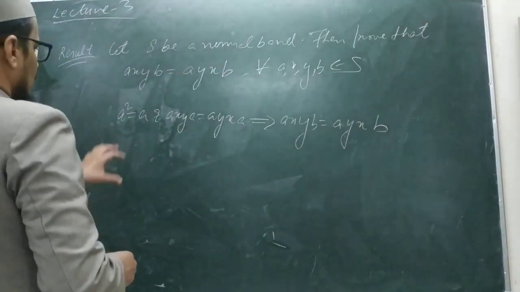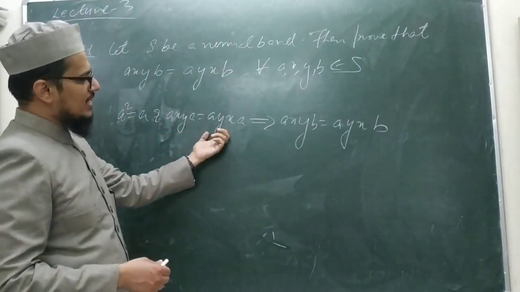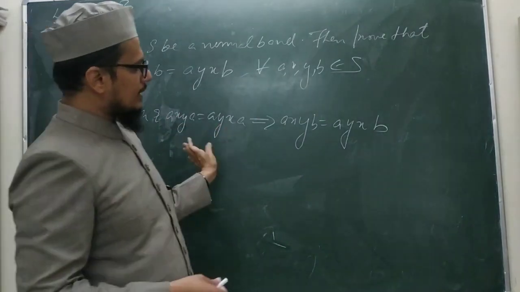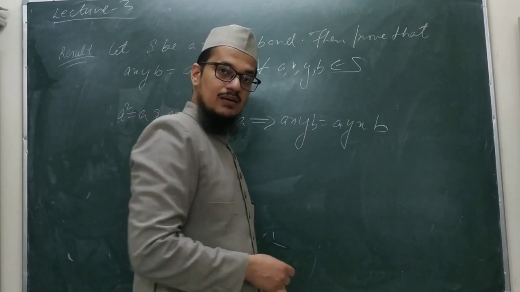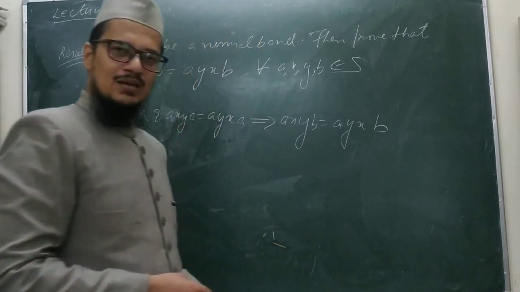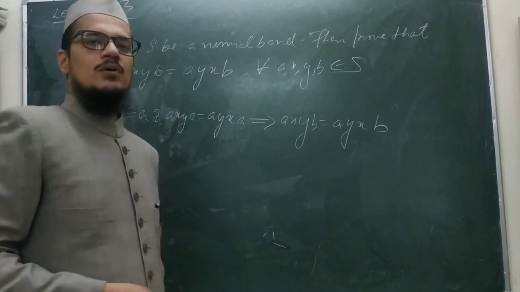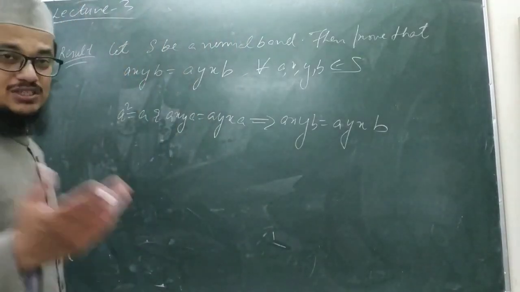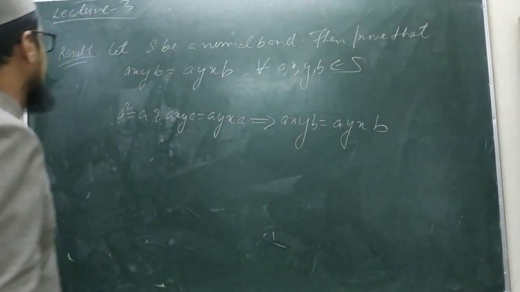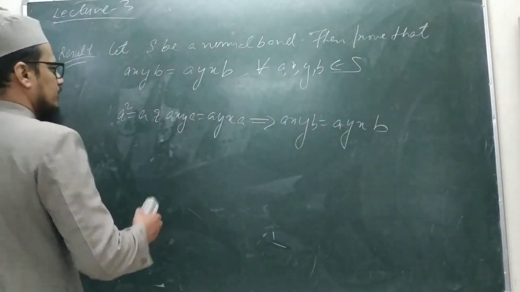Anyway, so you have to prove that A square equals A you have, and AXYA is equal to AYXA you have. Now you have to prove that it implies that AXYB is equal to AYXB. Is it clear? So I leave this problem to all of you. Try without loss, and discussion is welcome. Anyway, I'm leaving it as an assignment.